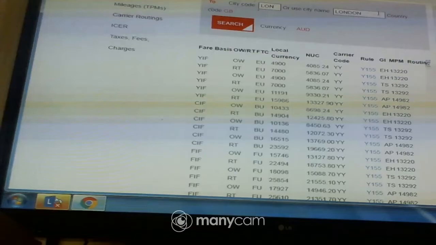You remember it was Juliet. And then we shall look at our return. So we have this one. This is the fare. I mean, this is the rule. This is the MPM. So we have X and W. X stands for weekday. Whiskey, or W, stands for weekend.